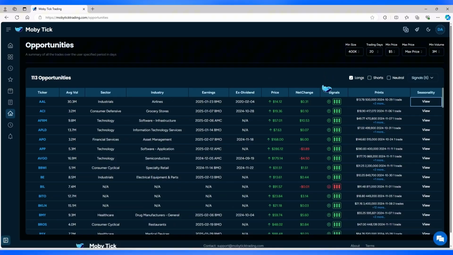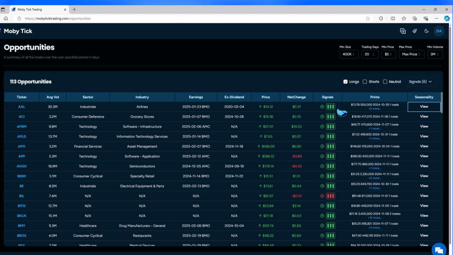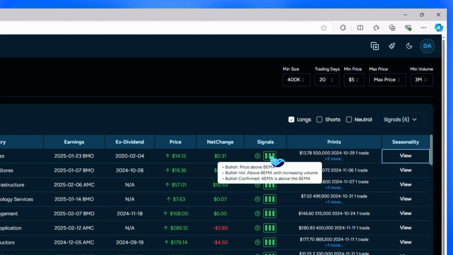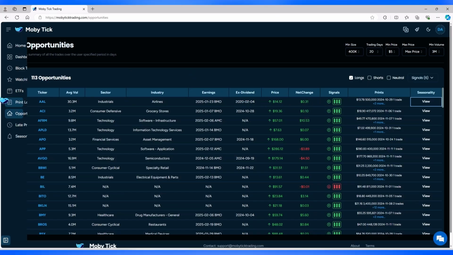We also have a signal here, and if we hover over it, this is green. And the first item, if there's one bar, it's bullish, where the price is above the 8 EMA, so that's a positive trend. If the second one's full, then it's bullish volume, we're above the 8 EMA with increasing volume. And bullish confirmed is where the 4 EMA has actually crossed the 8 EMA for a longer term swing. So AAL, if we were looking for longs, might be something we could look at.